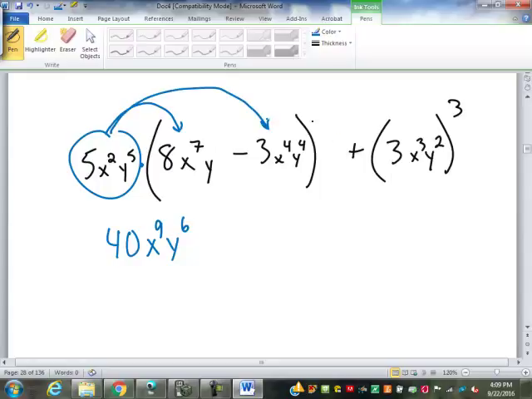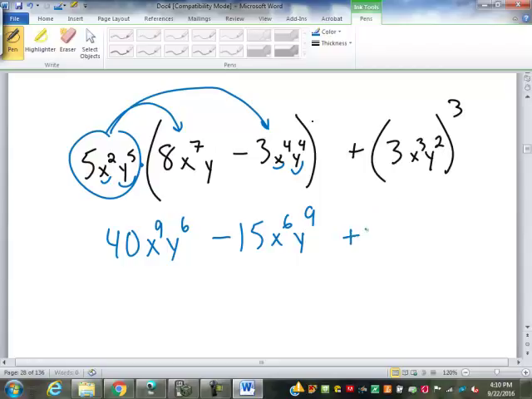So now we have 5x squared y to the 5th times negative 3x to the 4th y to the 4th. 5 times negative 3, negative 15. x squared times x to the 4th, x to the 6th. And y to the 5th times y to the 4th, y to the 9th. Can I subtract those since they are both x and y and the powers are 6 and 9? No, they're the same variables and they're the same powers, but the powers aren't on the same variables, are they? x to the 9th, y to the 6th, or x to the 6th, y to the 9th. Cannot combine those with addition or subtraction.